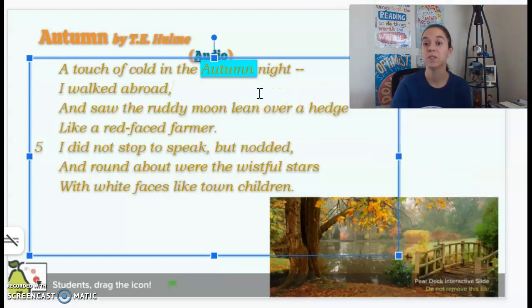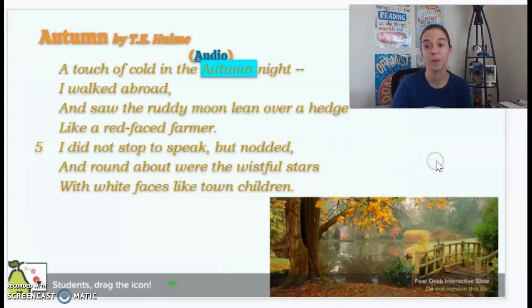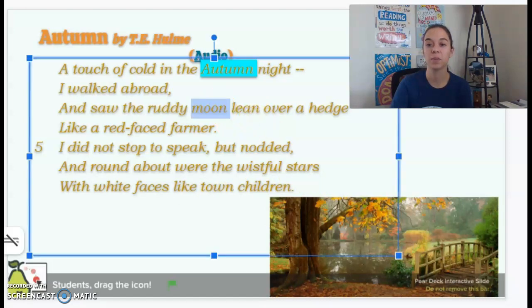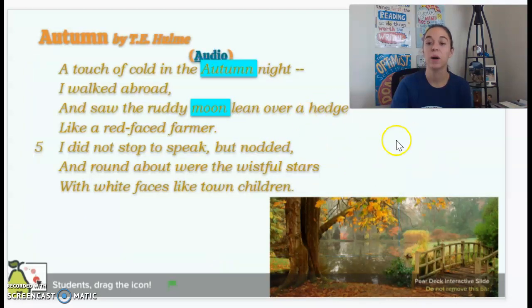This is the season of change. This is the time of either, you could say, new beginnings or endings, depending on how you view it. I think the moon here is a really big one. The moon is also personified here because we use a simile to say like a red-faced farmer, but the fact that we are comparing it to that human-like thing, we could also say is personification.